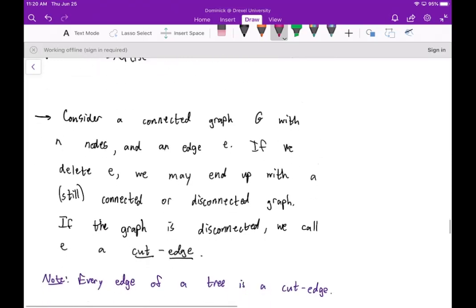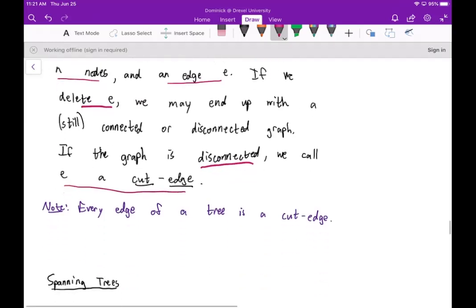Okay, now the next thing that we're going to do is we're going to consider a connected graph G that has n nodes and an edge E. Now, if we delete E, we may end up with a still connected graph, or we could end up with a disconnected graph. If we would form a disconnected graph by removing that edge E, we call E a cut edge, right? Now, by definition, this means that every edge of a tree is a cut edge, because if you were to remove any edge of a tree, you get a disconnected graph.